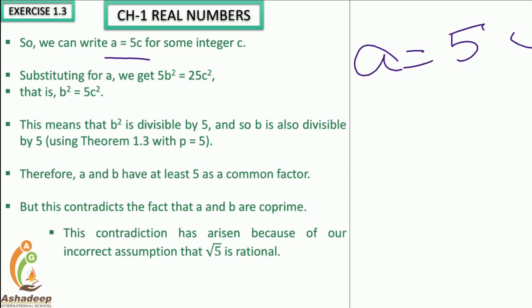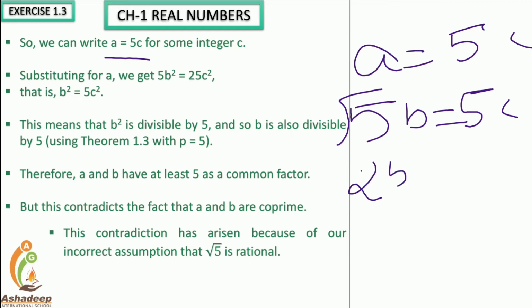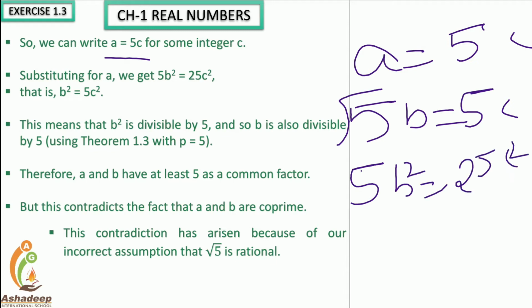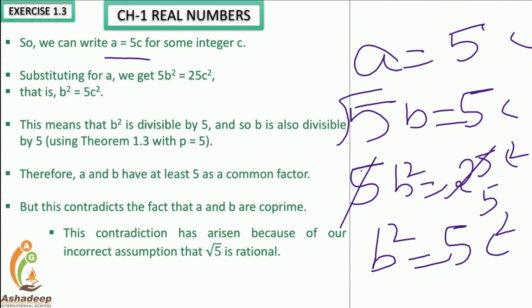So instead of a, we need to put the square root of 5b, which is equal to 5c. Now squaring on both sides, we get 5b square is equal to 25c square. Cancelling 25 and 5, we get b square is equal to 5c square.